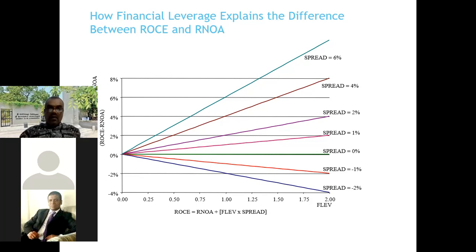So when RNOA increases more than ROCE, then the spread also decreases, because the spread is RNOA minus RNBC. So when the RNOA increases, that spread also increases. All right.